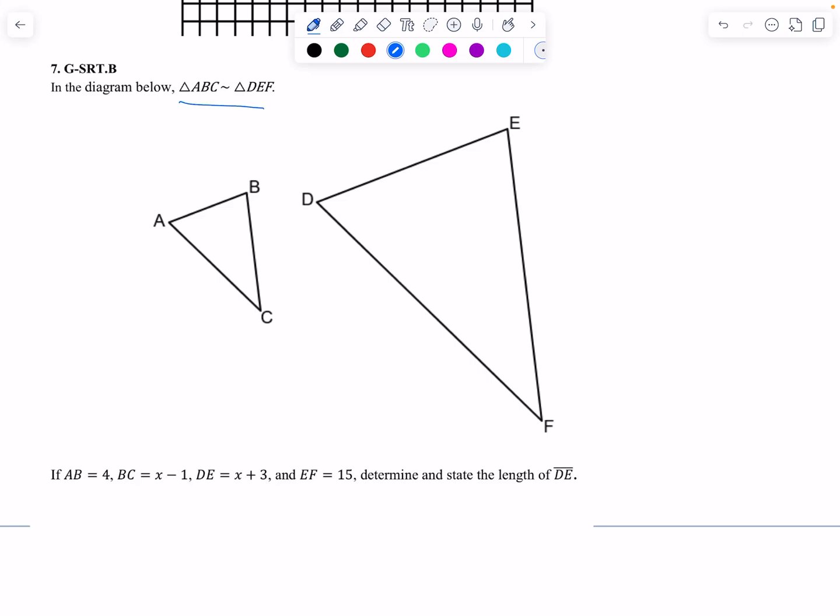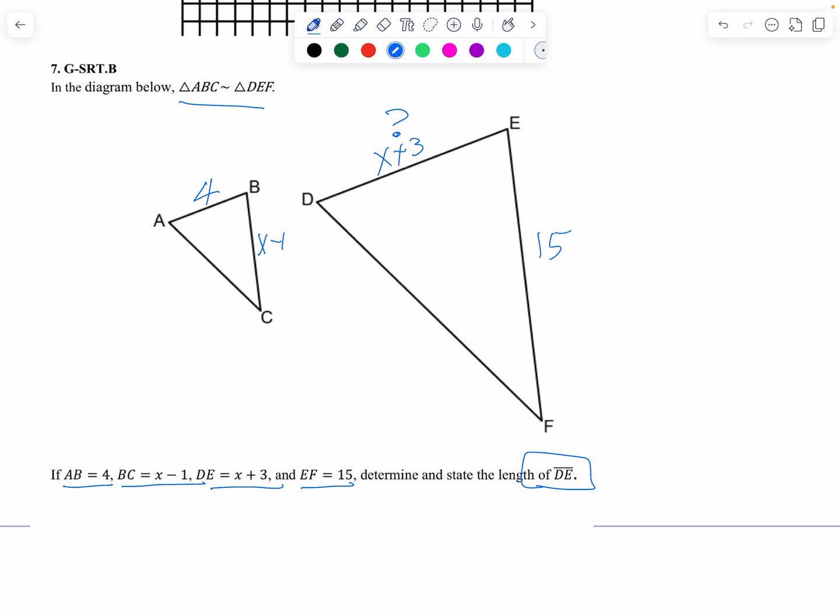Below, triangle ABC is similar to triangle DEF. If AB equals 4, BC equals x minus 1, DE equals x plus 3, EF equals 15, determine and state the length of DE. So I'll put a question mark on this one.